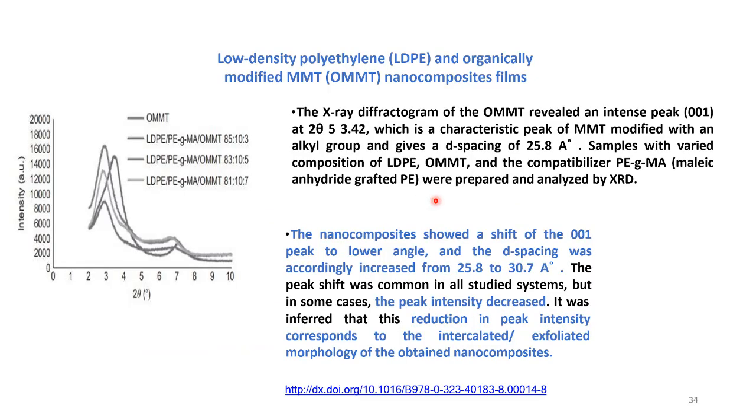Then low density polyethylene, LDPE, and organically modified MMT nanocomposite. So in the case of the nanocomposite also, we can observe the changes in the position. In the X-ray diffractogram of the OMMT, we see an intense peak at 001 at 2 theta 5.34, or it is 5. I'm not sure about this. Which is the characteristic peak of MMT modified with the alkyl group, and it is giving a D spacing of 25.8 angstrom.